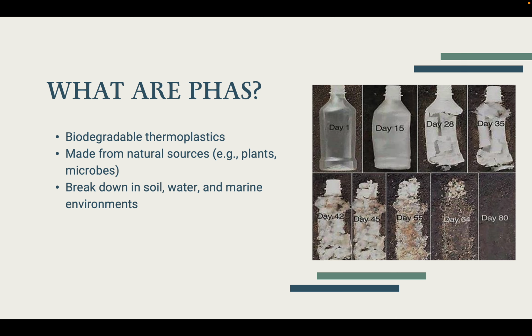So, what are PHAs? PHAs, or polyhydroxyalkanoates, are a group of biodegradable thermoplastics made from renewable sources like plant sugars and oils. They're designed to break down naturally in environments such as soil, water, or compost, leaving behind no toxic residues or microplastics. Unlike petroleum-based plastics, PHAs don't persist in the environment for centuries. They maintain the durability and flexibility of traditional plastics, but with the added advantage of full biodegradability.